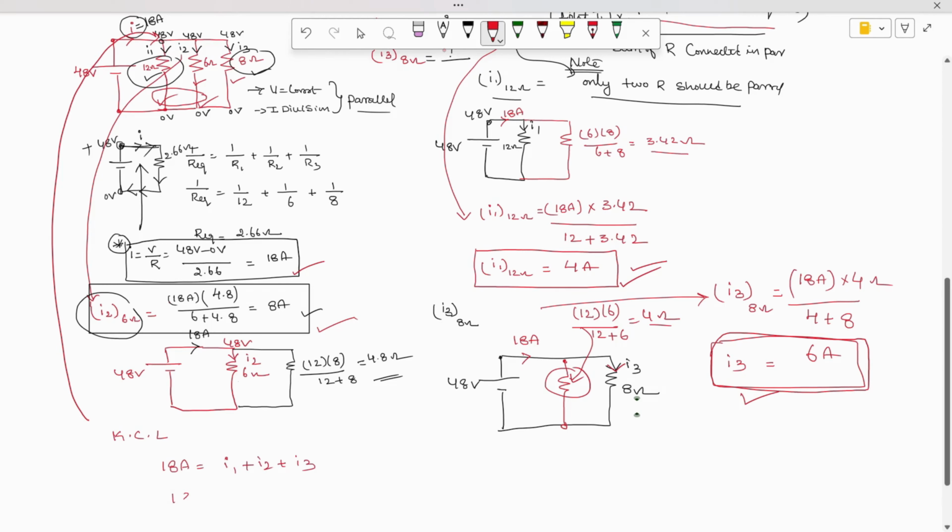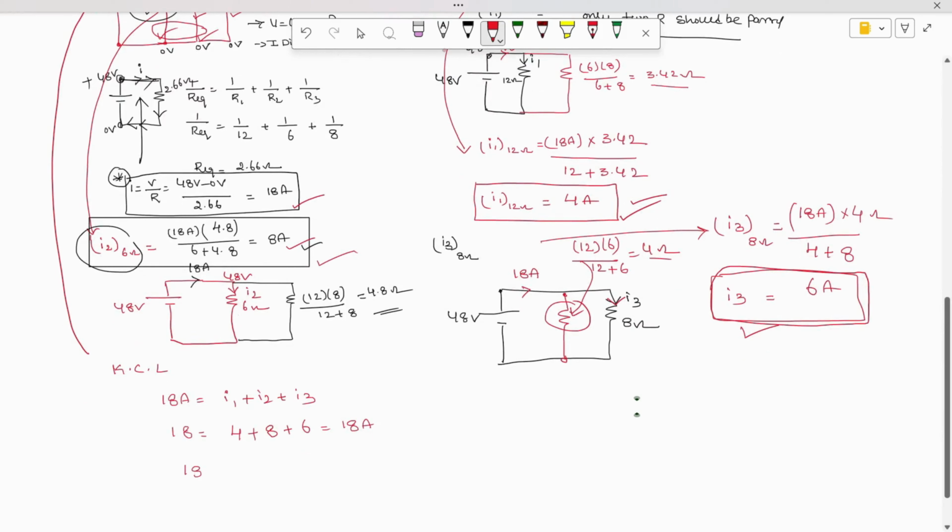So I can write 18 is equal to, what is the value of I1 we calculated? 4 amperes. What is the value of I2 we got? 8 amperes. And what is the value of I3 we got? 6 amperes. If you add, this will also be equal to 18. Then I can say that 18 is equal to 18. 100% what we have done is correct. This is also what we call the verification of Kirchhoff's current law.